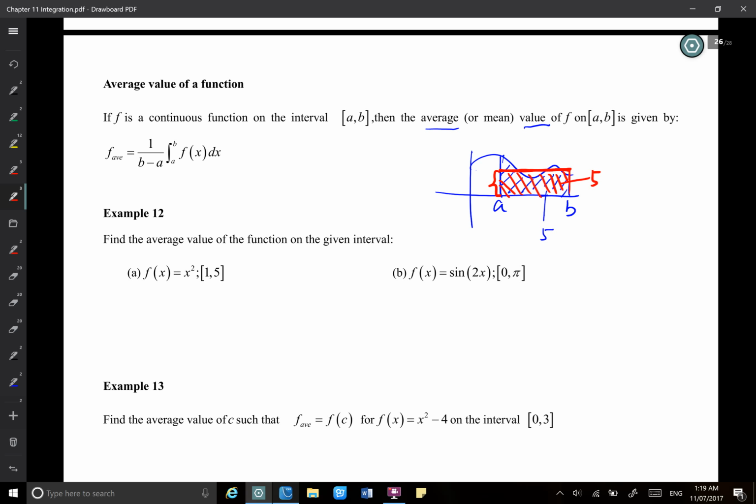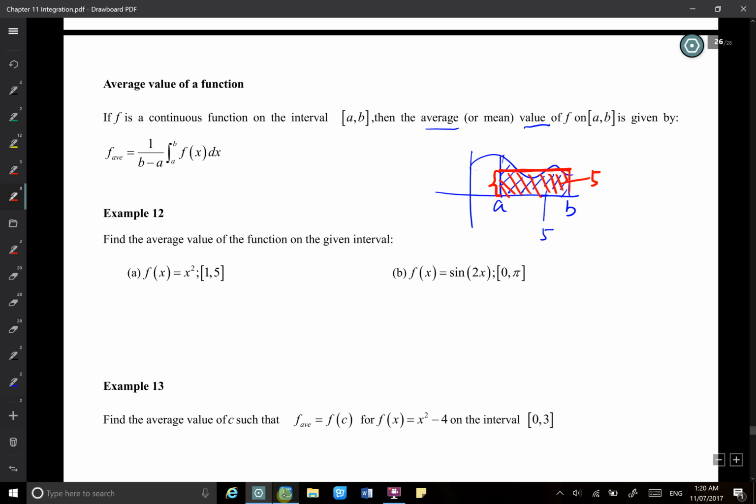So therefore, the formula will be the integral from point A to point B of f(x), which gives you the area. Then I divide by the length of this rectangle, b minus a. After dividing, that will give me the width, which is the average value. You can think about the definition as that.